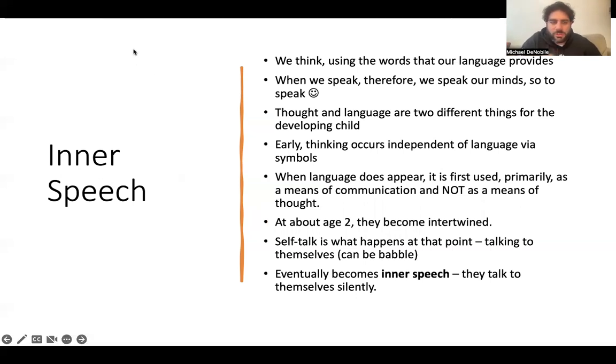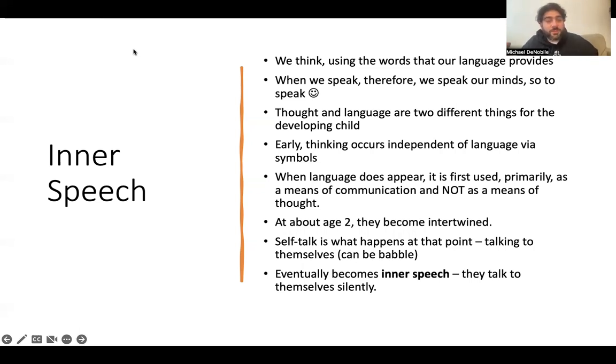This brings us to inner speech. So we think using the words that our language provides. When we speak, therefore, we speak our minds, so to speak. Thought and language are two different things for the developing child. Early thinking occurs independent of language via symbols. When language does appear, it is first used primarily as a means of communication and not as a means of thought.